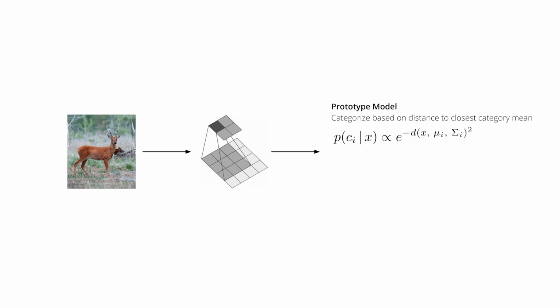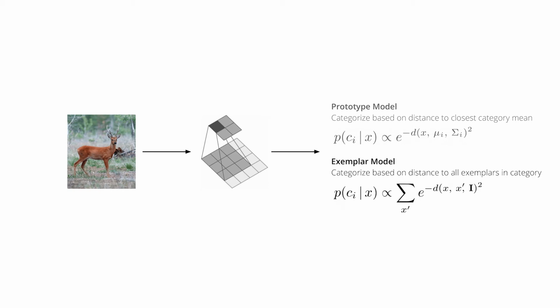In the case of prototype models, the probability of assigning a category label to an image is proportional to its distance to the mean of that category in the feature space. In the probabilistic formulation, we can also choose to include information about the covariance of the class as well, if we want. For exemplar models, the probability is instead proportional to the sum distance to all members of the category.